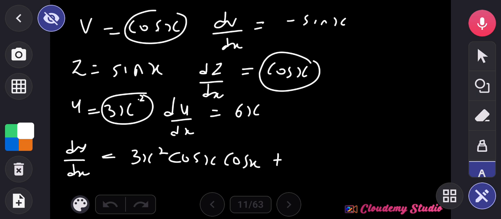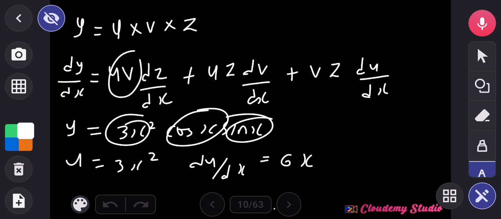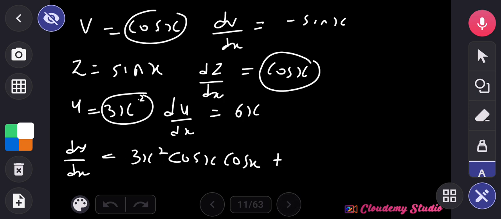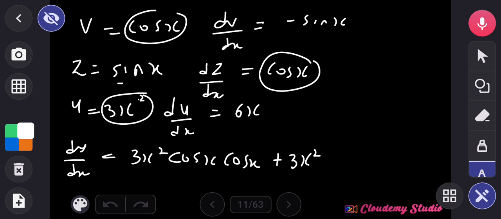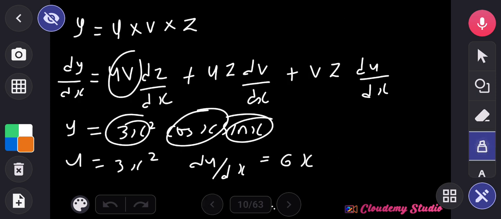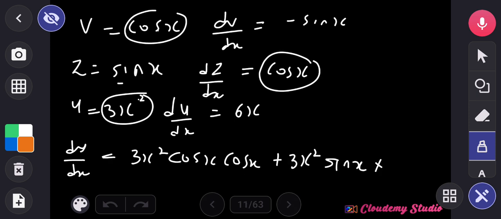Plus the next one is now, we said uv dz upon dx, the next one is uz dv upon dx. Uz, what's our u? Our u is still 3x squared. uz. What's our z? That is sin x, multiplied by dv upon dx. What's our dv upon dx? That's equals to minus sin x. So that is multiplied by minus sin x.